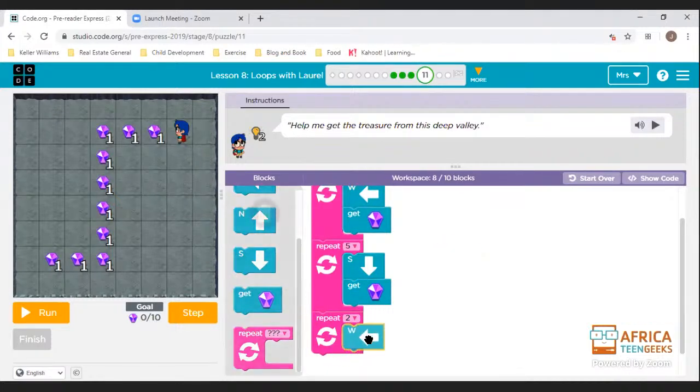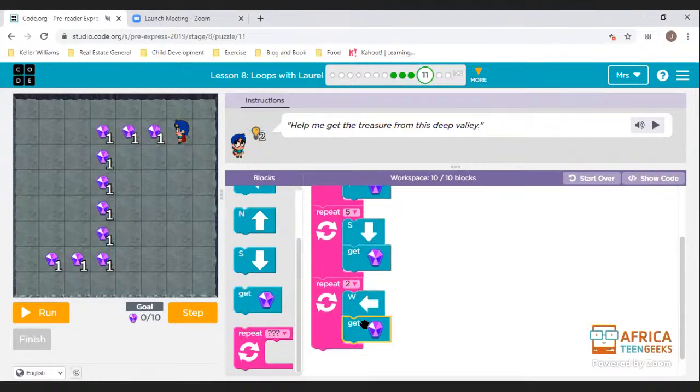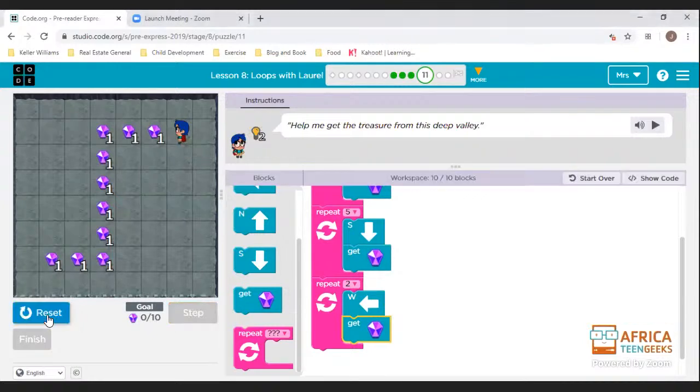West. What does Laurel need to do? And west. And get the diamond. Perfect. I think you guys just wrote the code for this. Now we are going to see if we did everything. Because now remember, we have to get all of those diamonds and there are 10 of them. So let's run and see. 1, 2, 3, 4, 5, 6, 7, 8, 9, 10.